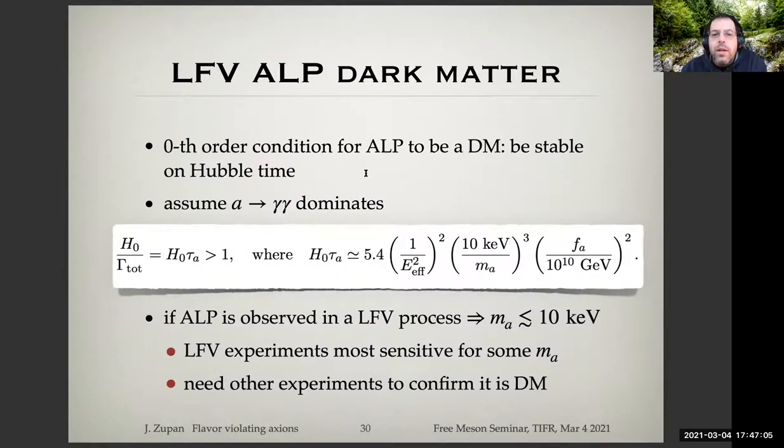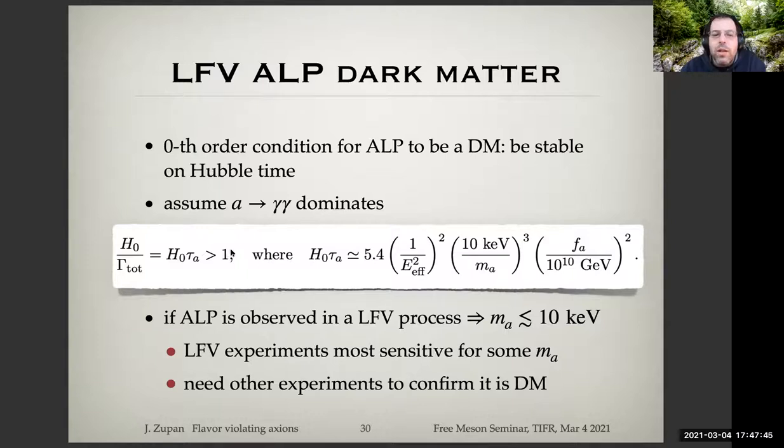The one thing that is interesting, and I advertised a bit, is that these ALPs can be dark matter just because the masses are so low. If the masses are low enough, the decays would go through the dimension 5 coupling, so let's say a to gamma gamma. If this decay constant is 10 to the 10 GeV or so, what would it mean that it can be a dark matter candidate? Well, first thing you need to do is at least it should not decay during the lifetime of the universe.